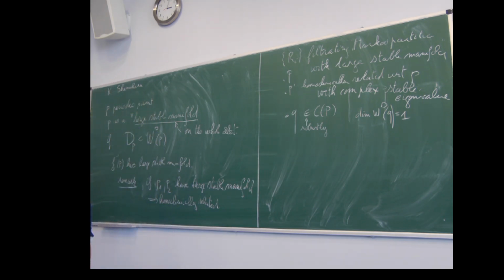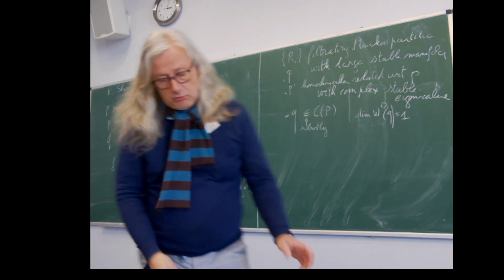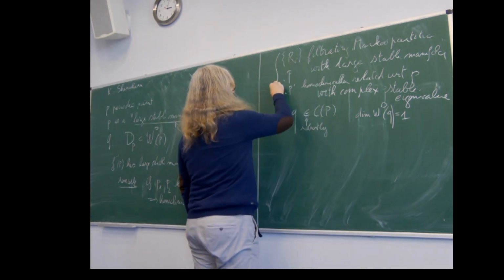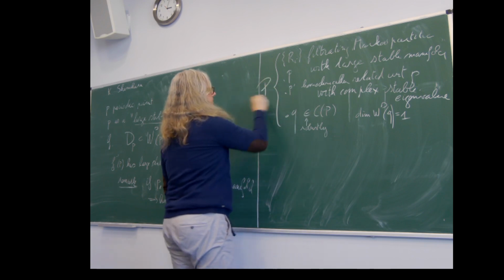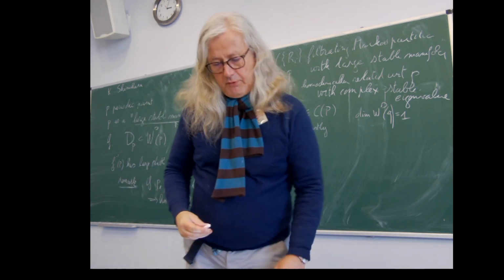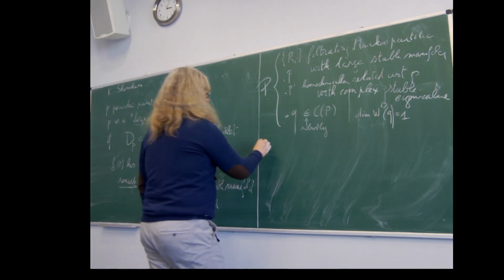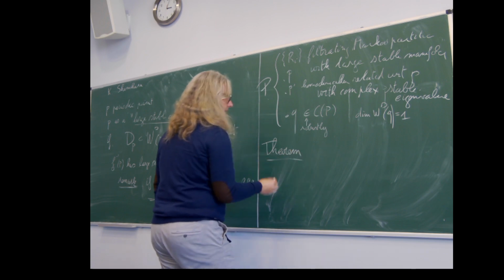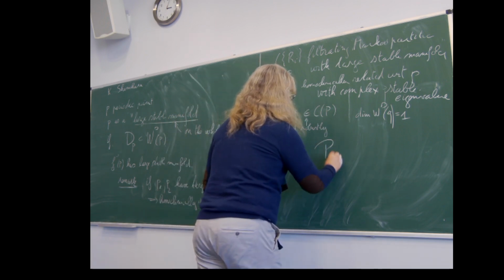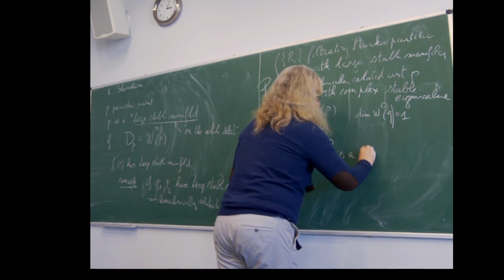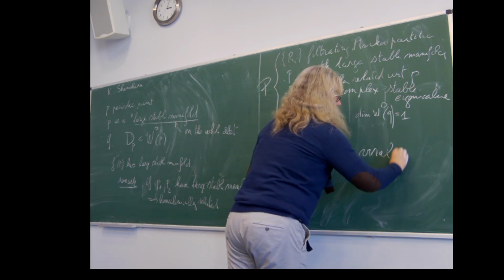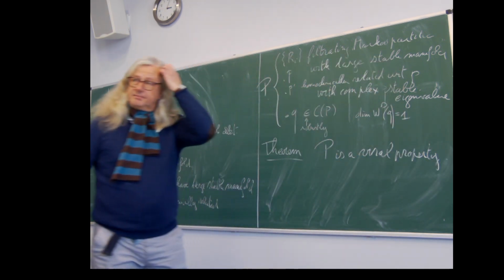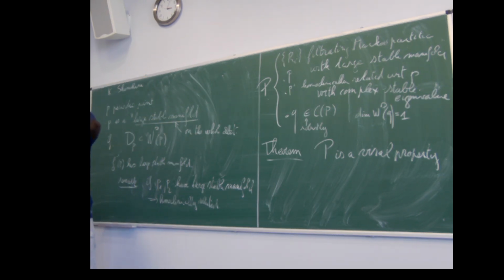Okay. So that is, I think, all that I need. I call that a property P. And I want to prove, it is not complete, we need more than that, but at least we have as a byproduct that P is a viral property.